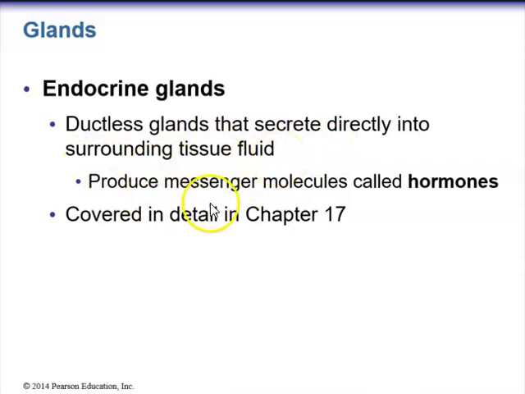Endocrine glands produce messenger molecules called hormones. We'll talk more about endocrine glands when we go into endocrinology in chapter 17. But again, the difference between endocrine glands and exocrine glands is that endocrine glands have no ducts compared to exocrine glands, and endocrine glands will secrete directly into the surrounding area or the surrounding tissue fluid.